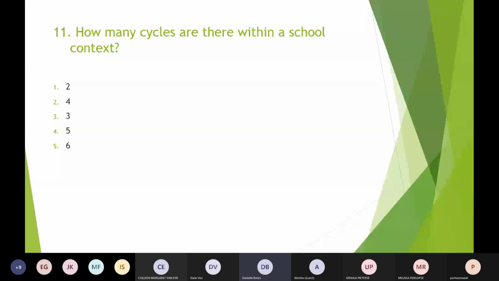Is it the official curriculum, hidden curriculum, and those? That is not the cycles I'm referring to. I'm referring to the type of curriculums that are within a school context. All right, Akila, what do you think? Well, thank you, student, for your input.